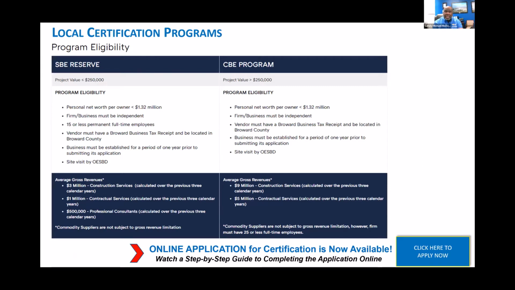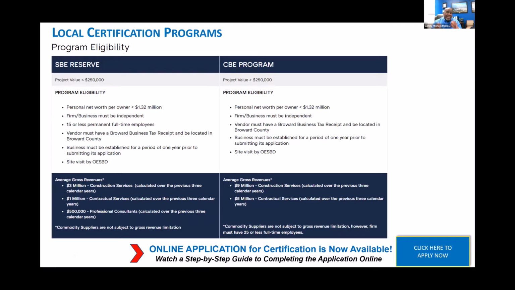To be a CBE, you need to be providing a useful function. When you win a county contract, it's not to be a pass-through, you have to provide a useful function. But as a business, the average gross receipts has to be $5 million or less over 3 years for most of my industries. But if you're in construction, the company can average $9 million or less over a 3-year period.